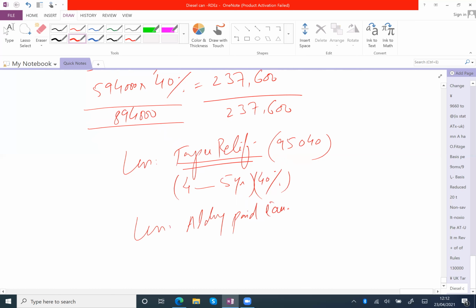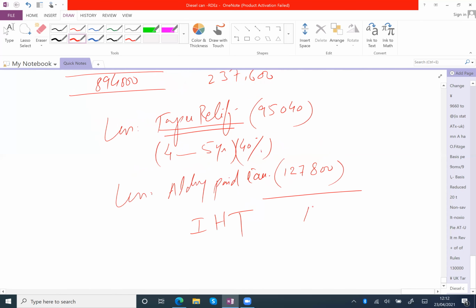Already paid means the lifetime tax which you already paid on this CLT. So you already paid 127,800 lifetime tax. So deduct it from that tax, and the remaining IHT payable at the time of death is 14,760.